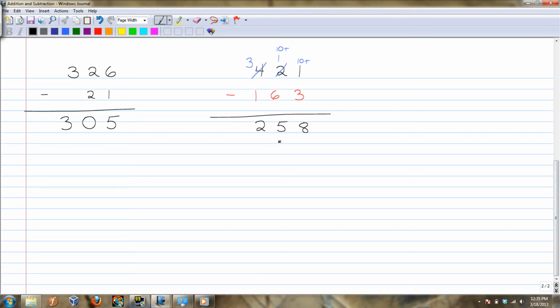Same thing over here for borrowing, where we didn't have enough over here, so we broke 1 up and pulled 10 over. That's because we have the base 10 number system. We can do something like this. It's so cool. It's really easy to compute once you understand how it works.